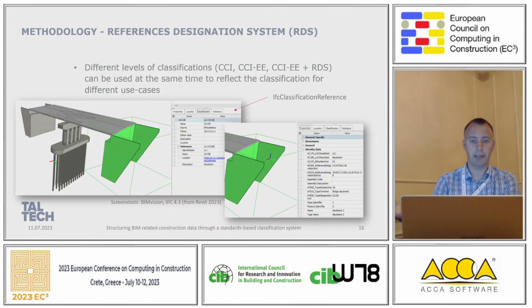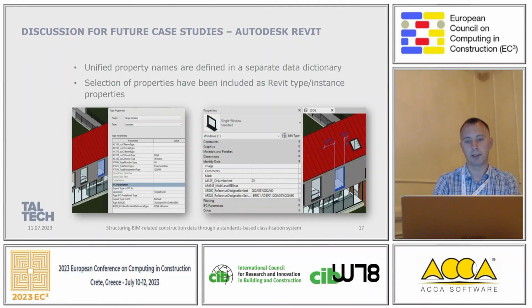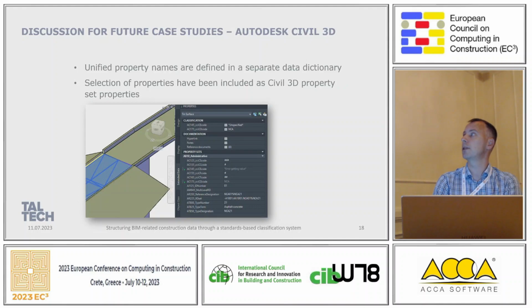Once again, here are some examples of different levels of classifications. If you export this data to IFC, if we talk about model-based ID, then this information can be seen at different levels, like the IFC classification reference or through properties. And just a couple of examples from some software platforms. For example, in Revit, you just use properties to define the system for your needs, and in Civil as well, you define property sets for your needs.